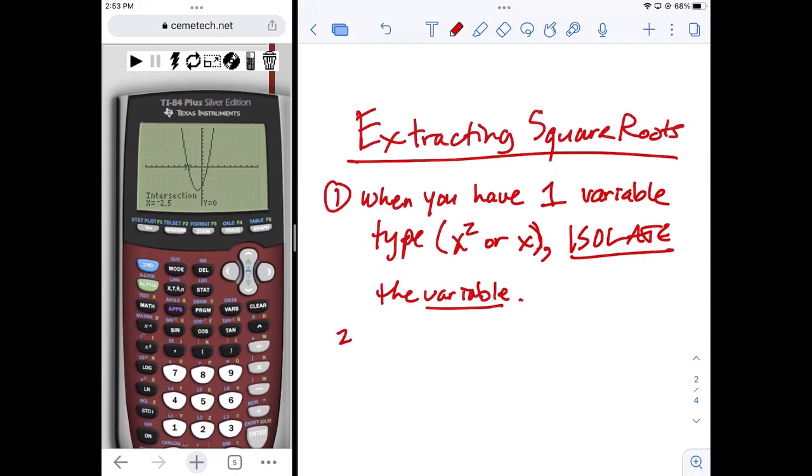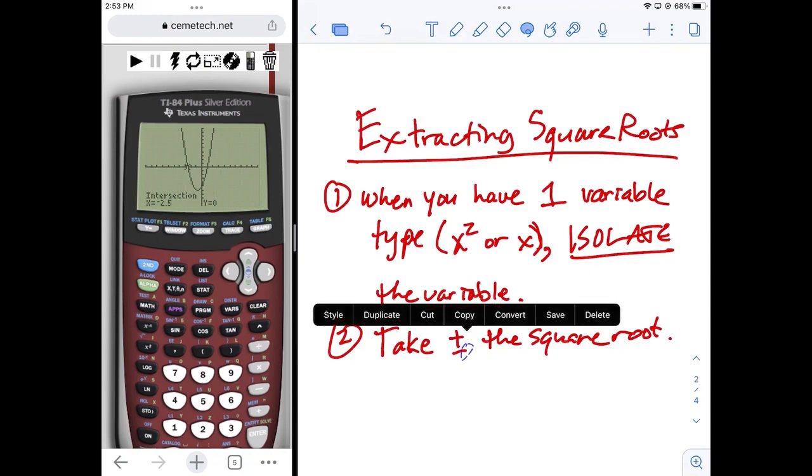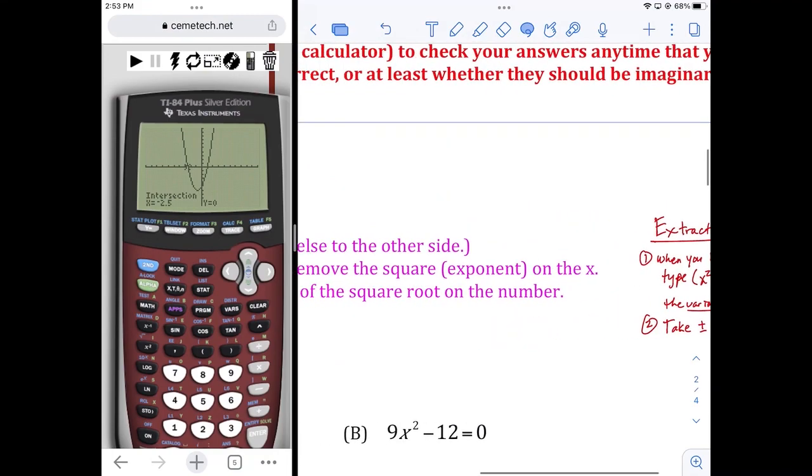And then number two, you take plus or minus the square root. That step should be easy, but don't forget to do plus or minus. Plus or minus. Okay? You want to try one out? We'll go back to that.